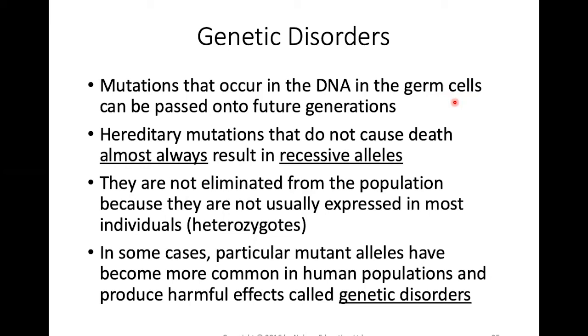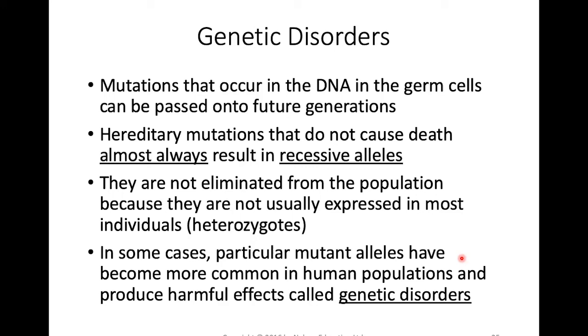Now, those mutations that don't cause death almost always result in recessive alleles. They're not usually expressed within the population as a majority because you need to have 2 copies of that recessive allele to be an individual that expresses the condition. This is where genetic screening comes into play, where people are wanting to know, what am I a carrier for? And that sometimes comes into decisions that need to be made for individuals focusing on family planning.